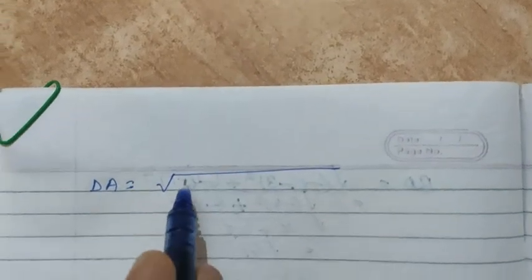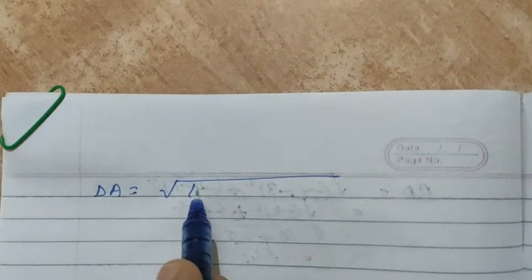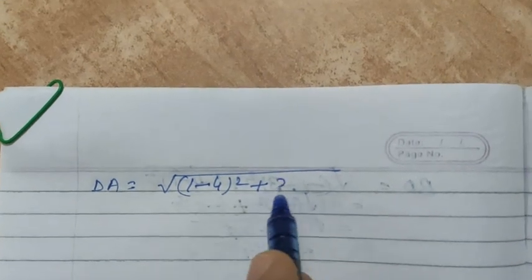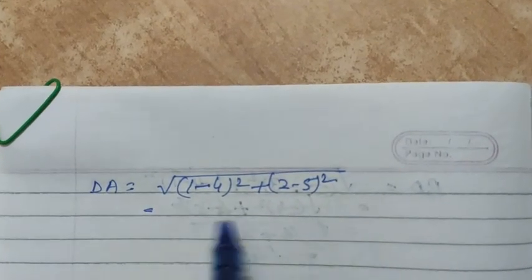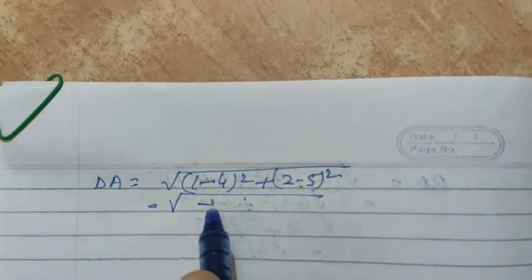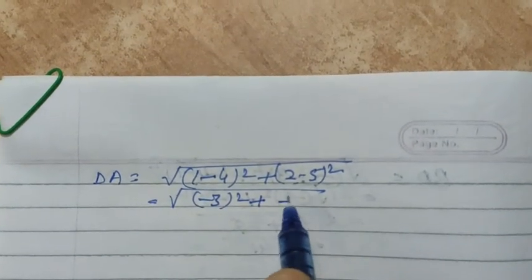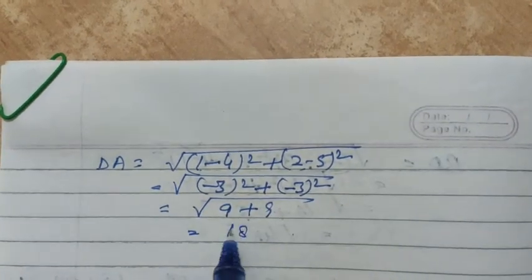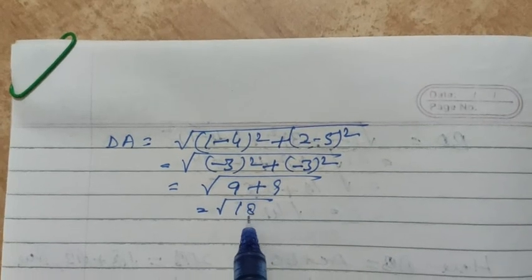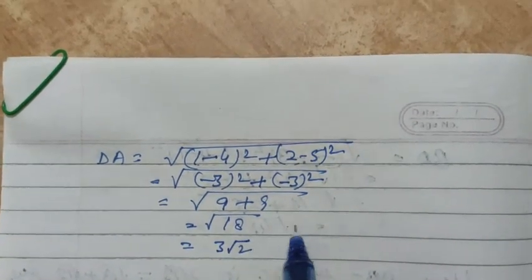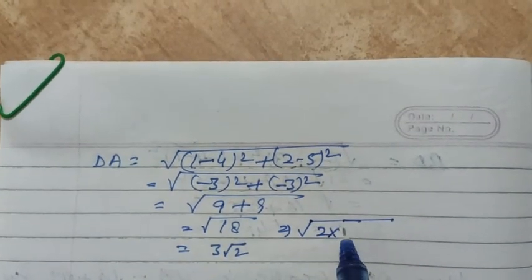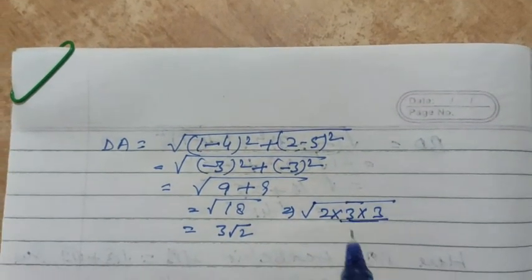Now the fourth side, that is DA, we have to find. So x4 minus x1, that is 1 minus 4 whole squared plus 2 minus 5 whole squared. So this will be 1 minus 4 becomes minus 3. So minus 3 squared plus 2 minus 5 becomes minus 3 squared. So this will be 9 plus 9 and this will be 18. So 18 can be written as 3 root 2. Why 3 root 2? You can do the prime factorization of 18, that is 2 into 3, 6 into 3, 18. So this becomes 3 root 2.